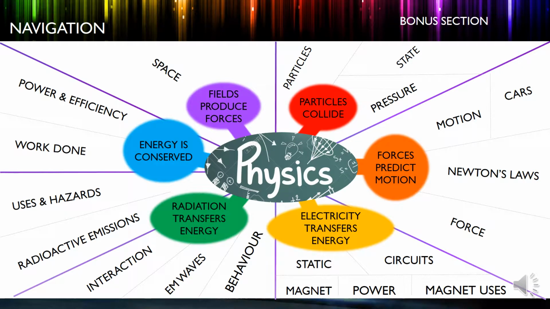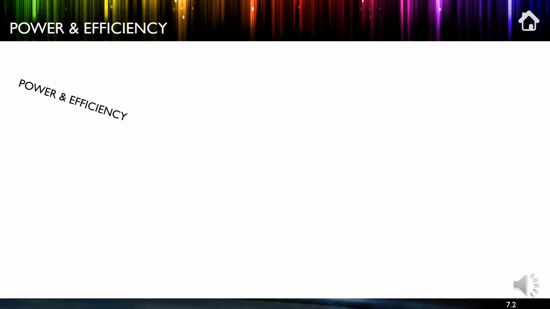This is video 7.2. It deals with power and efficiency. Once again, our key idea is energy is conserved. It cannot be created or destroyed, only changed from one form into another.